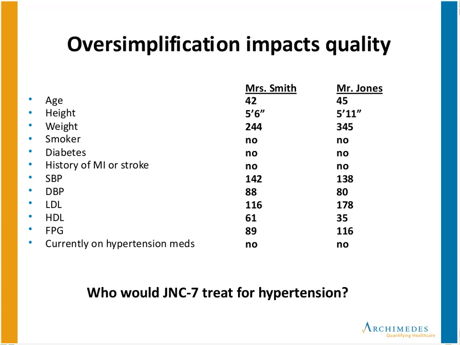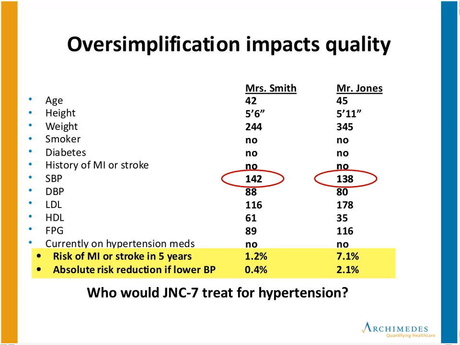So if you were to apply the JNC7 guidelines, the current guidelines for the treatment of hypertension, what's interesting is who would they recommend for treatment? Well, in fact, Mrs. Smith would be recommended for treatment. But if you were to calculate their 5-year risk of a heart attack or stroke, which are the two things that you're really going after when you treat hypertension, you would find that Mr. Jones has about a 6-times higher risk than Mrs. Smith, and would very likely gain a lot more benefit if you were to aggressively treat his blood pressure as opposed to Mrs. Smith's.